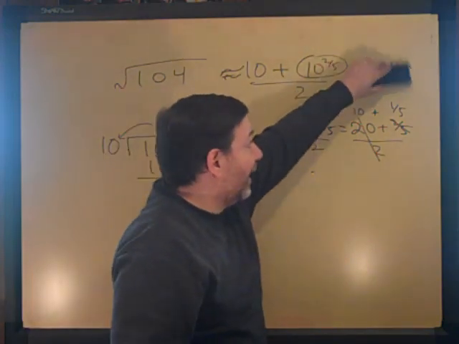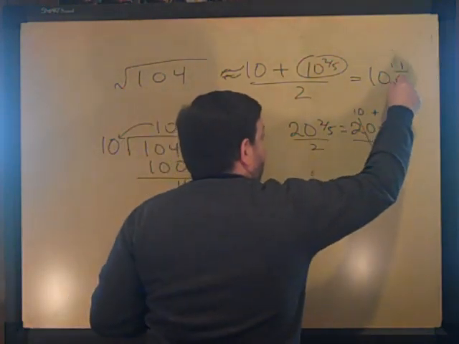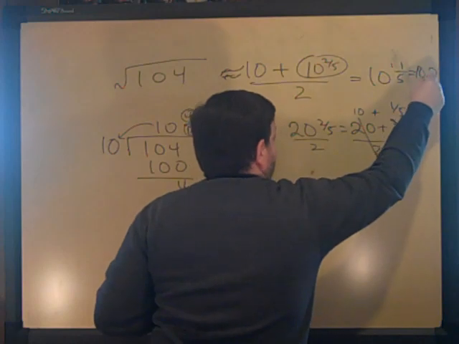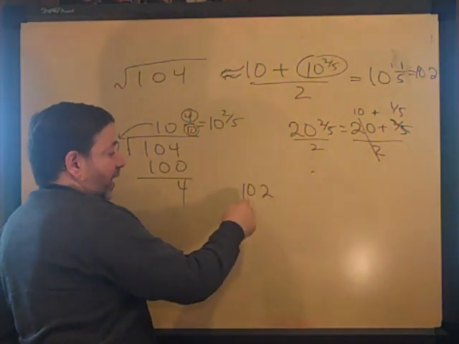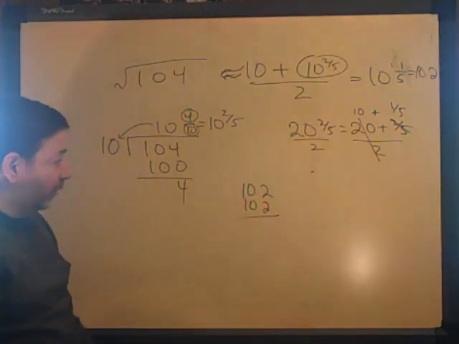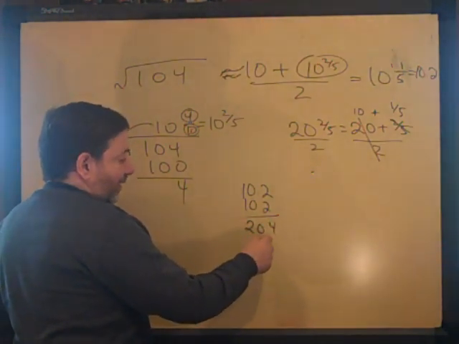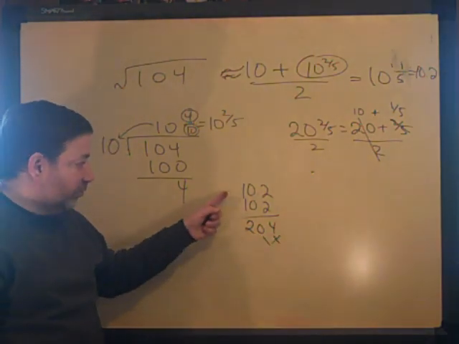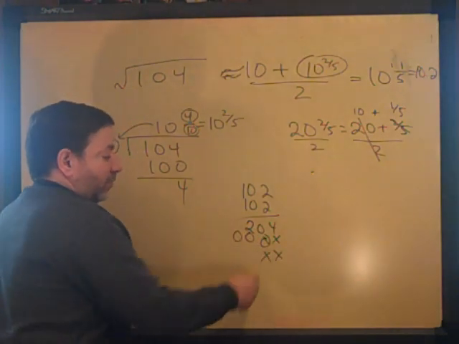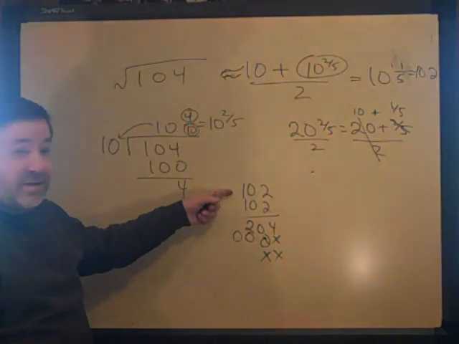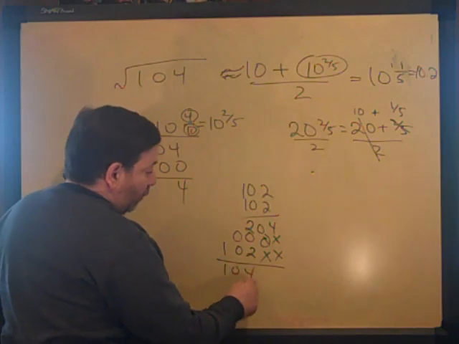Let me now write that as a decimal, which is 10 and 1/5, which is exactly 10.2. And 10.2 is going to be really close to that. In fact, if I multiply 10.2 by itself, 2 times 102 is 204. Indent. 0 times 102 is 0. So you get some zeros. Indent 2 places now. 1 times 102 is 102. 104.04.